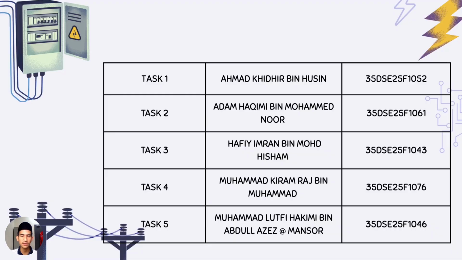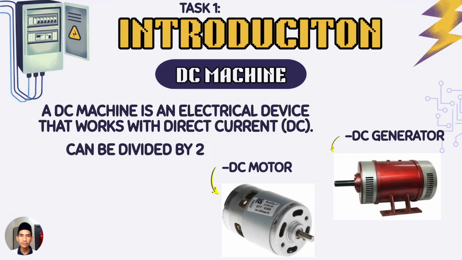There are 5 tasks. For me, Ahmad Khidir bin Hussein, 35 DSE 25FF 1052, I will be explaining about task 1, which is about DC machine basic operation.